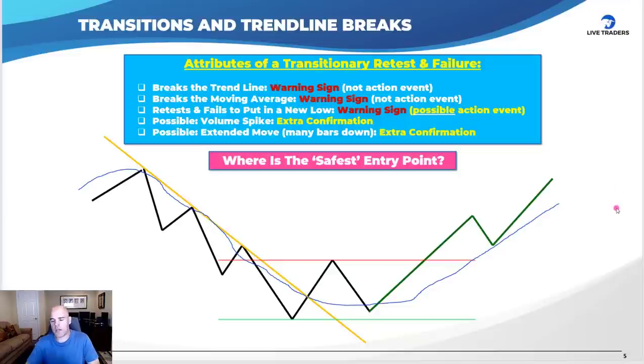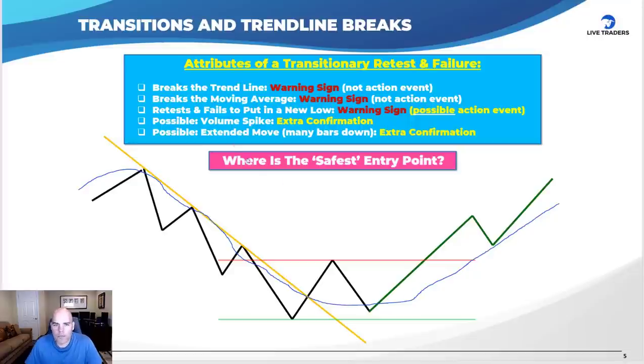Transitions and trend line breaks. Why is this important? Because you need to understand how stocks change direction. We talked about buy setups about a month ago or so in terms of levels of retracement. Remember we talked about 100%, 50%, 25%. Well, this is a little bit different. Attributes of a transitionary retest and failure.